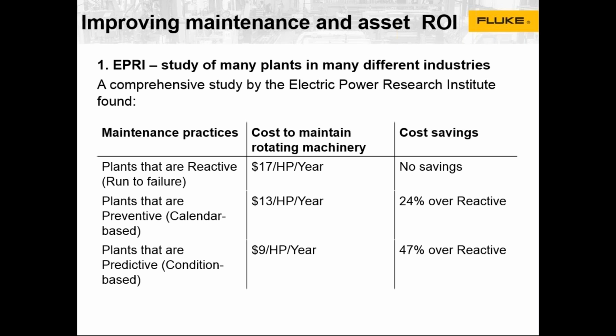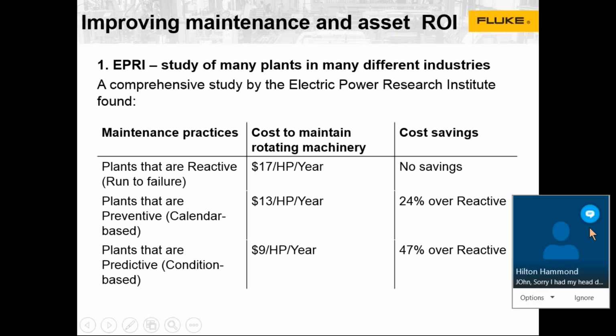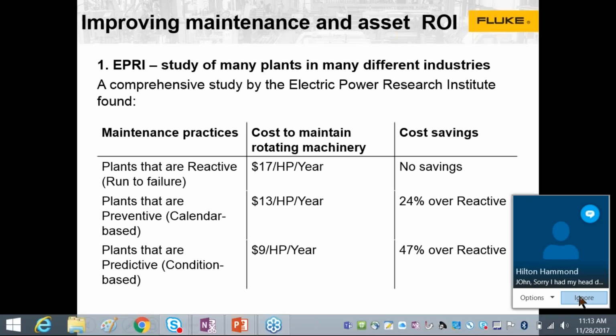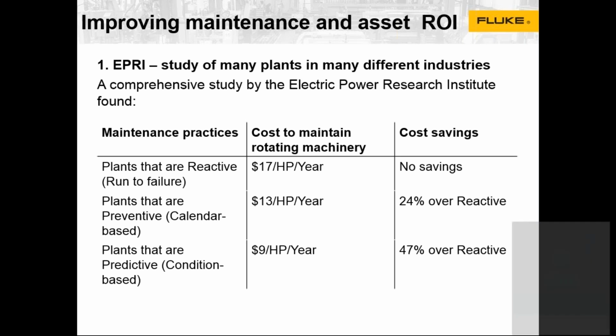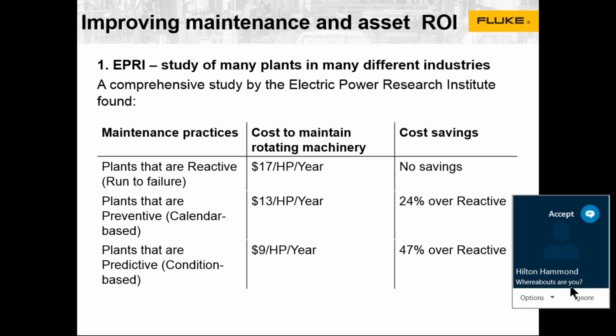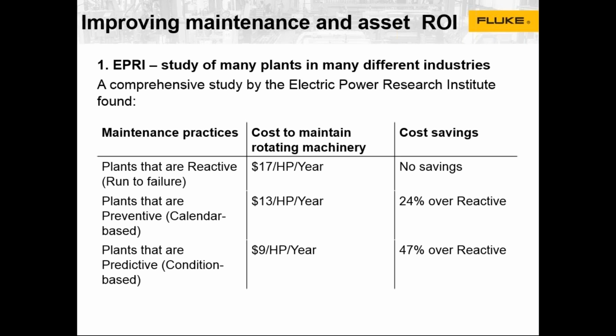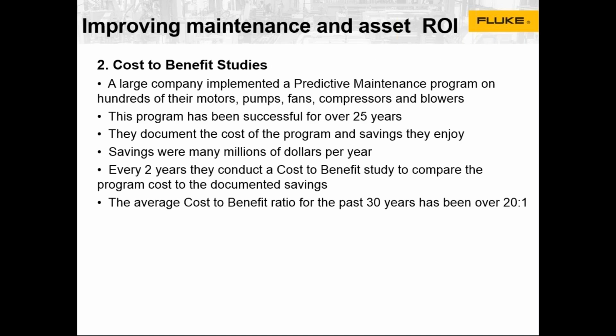Let me run over some quick ROIs just to give you some examples. There's been some return on investment studies done by the Electric Power Research Institute that show in all industries that plants that run in reactive mode are much more expensive than planned maintenance or condition-based maintenance. You can see that planned maintenance is 24% savings over reactive, and predictive or condition-based maintenance is 47% savings.